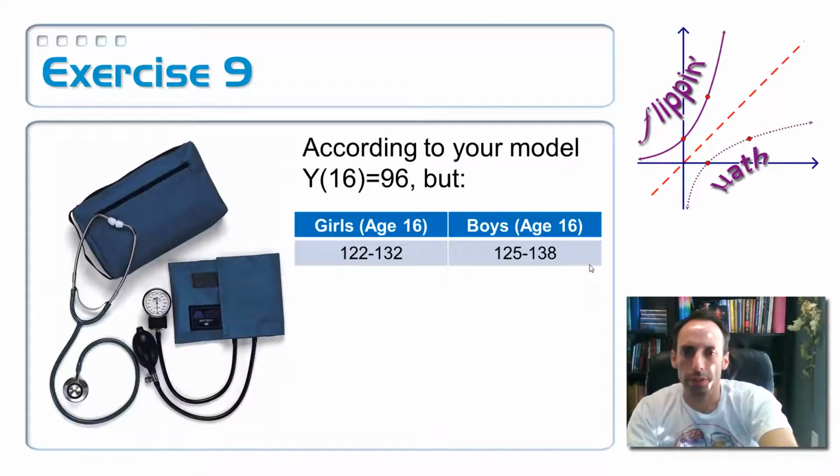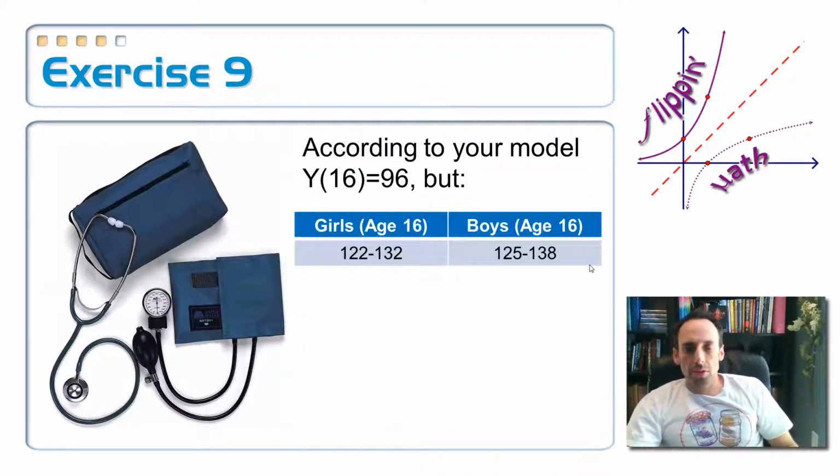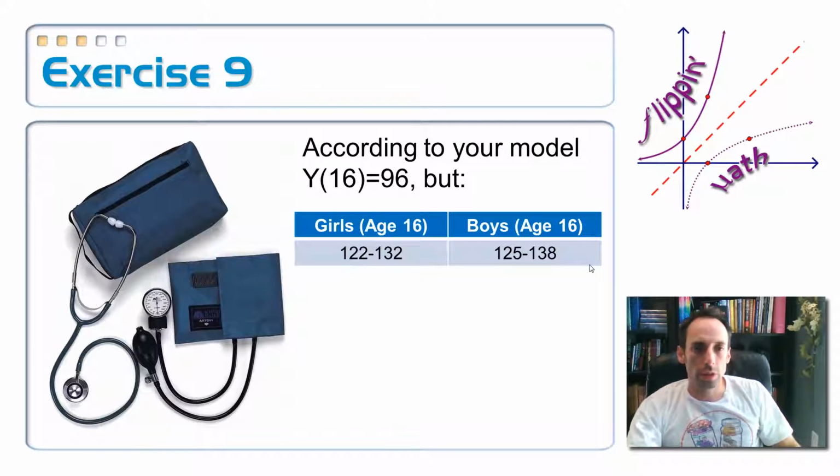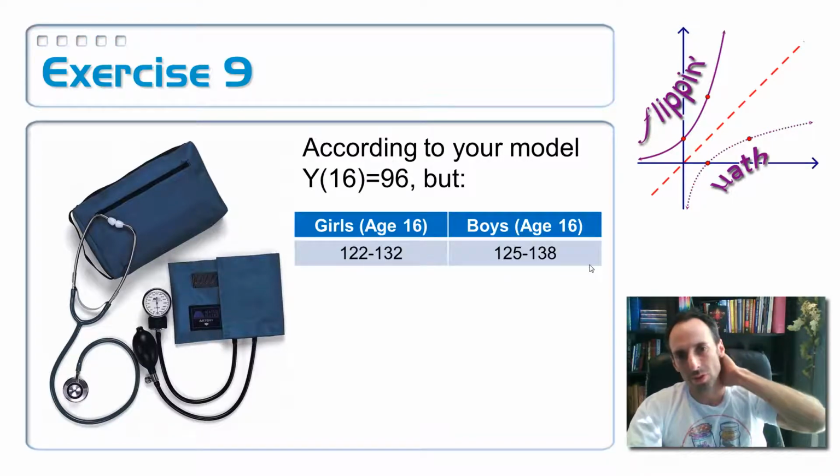Let's see. So your model gives about 96, but according to the internet, if the internet is to be believed, a 16-year-old's blood pressure, if you're a girl, is between 122 and 132, and boys 125 to 138. So in other words, our model predicted something that, I don't know, would lead to somebody's death. Okay, so the question is why was it so far off? Why was it so wrong?